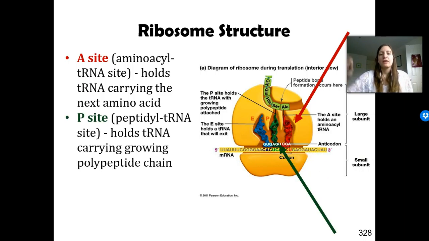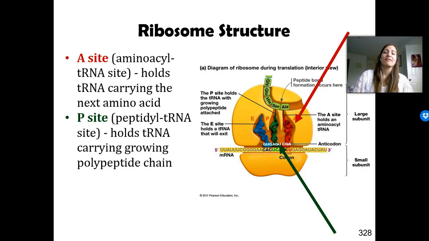Then this aminoacyl tRNA is going to lose its amino acid as it moves into the P site. Think of the P site as the peptidyl tRNA site. Peptidyl like peptide. This is where a peptide bond is forming. Remember, a peptide bond is between 2 different amino acids. So as the tRNA is moving into the P site, the amino acid that it's carrying is going to link on and form a peptide bond with this growing polypeptide chain. Again, you're seeing anticodons matching up with codons.